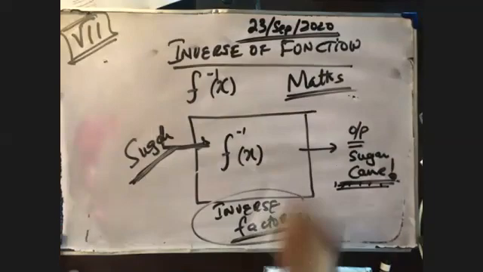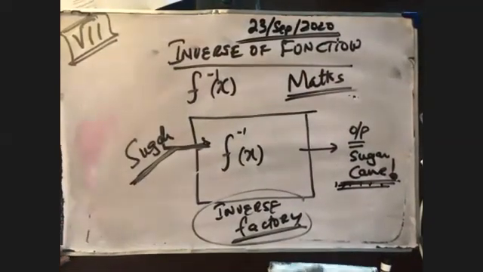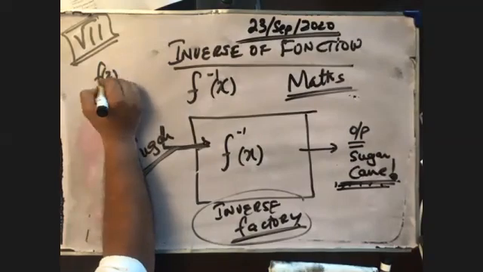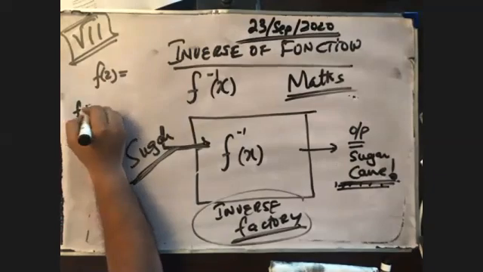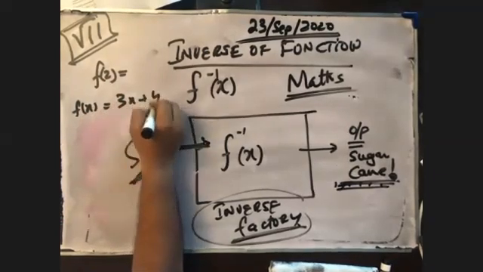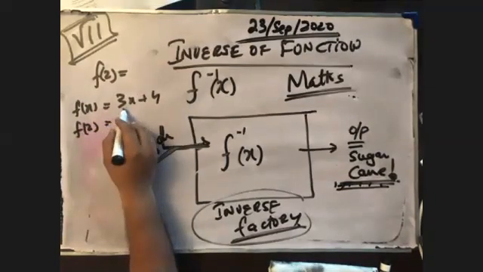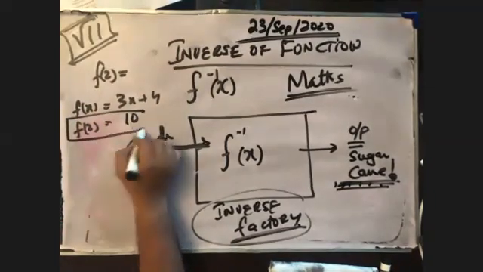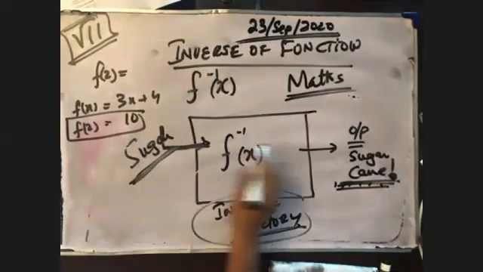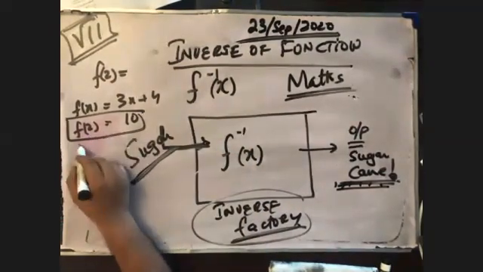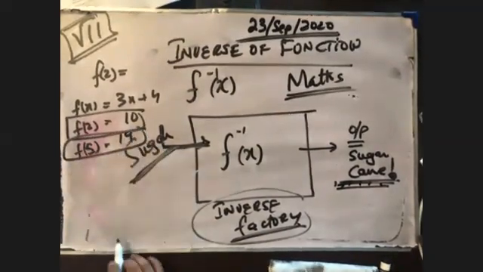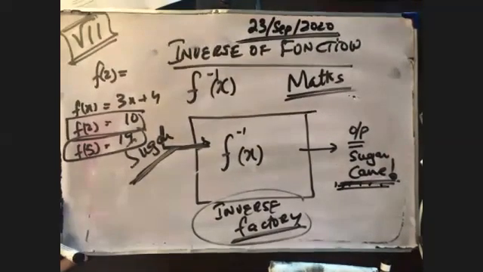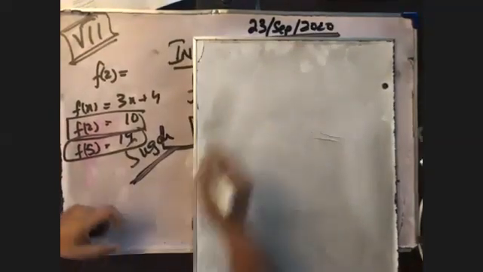So what we understand from boards number 1, 2, 3, and 4: remember our function f(x) was given as 3x plus 4. When I put in 2, I got 6 plus 4 is 10. Yes or no? And I put f(5) and I got 19. Yes or no? Am I right? Yes, sir.